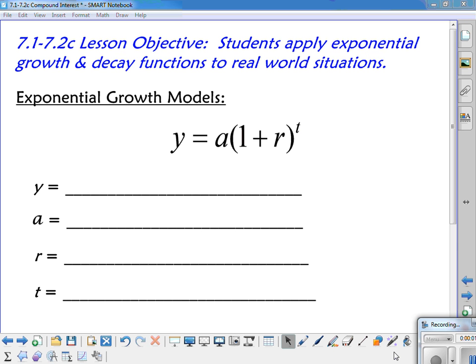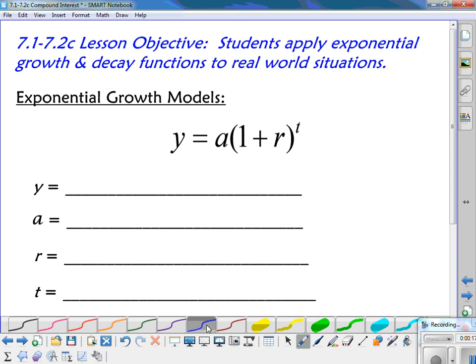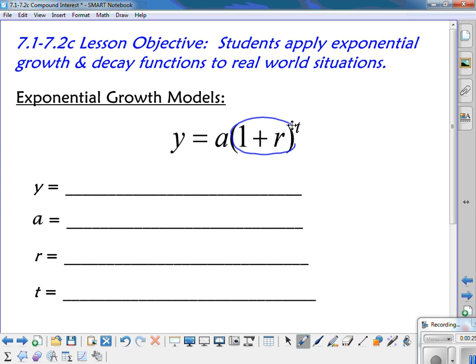Okay, so today we are picking up where we left off yesterday. We're going to take those growth and decay functions and use them to model real-world situations. The first one we'll talk about is an exponential growth model. It's given by the equation y equals a times the quantity 1 plus r raised to the t power. This 1 plus r, the thing being raised to a power, is your growth factor. So if it ever asks you what the growth factor is, it's 1 plus the rate.